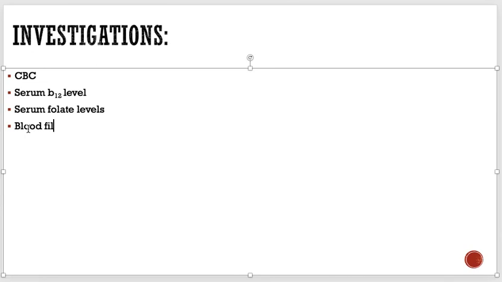Now what is blood film? Blood film is basically they see the cells under the microscope. What they must see is hypersegmented neutrophils. If you remember, this is the thing which I told you, which will point towards whether megaloblastic changes are there or not.